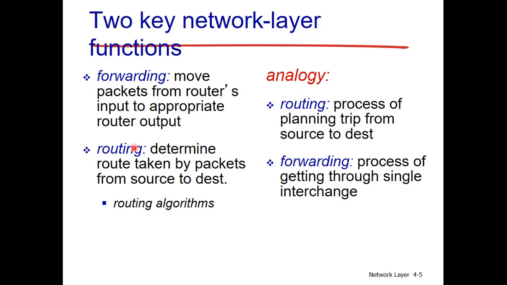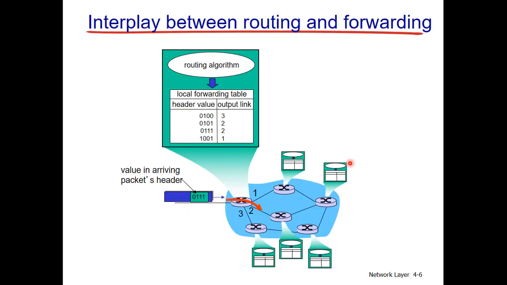Routing determines the route taken by a packet from source to destination. Routing is the whole path that a packet takes when you send a packet from source to destination, and that is determined by the routing algorithm. As an analogy, routing is the process of planning the trip from source to destination. The complete trip is planned by routing, whereas forwarding is the process of getting through a single interchange. At every junction where you go, you are forwarding yourself from one link to another link.